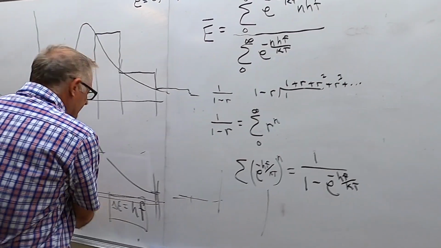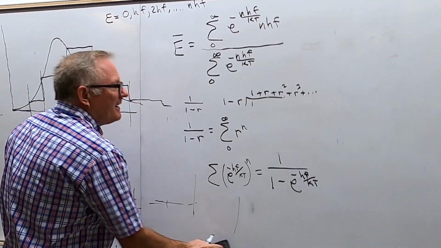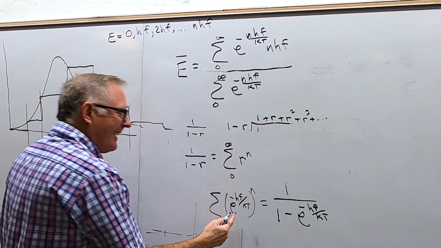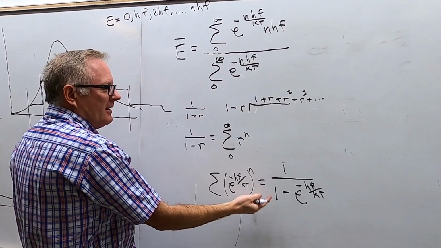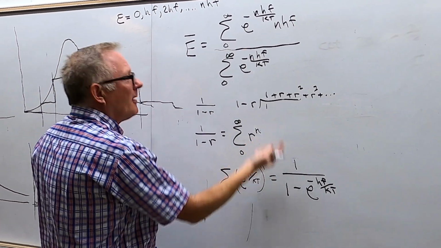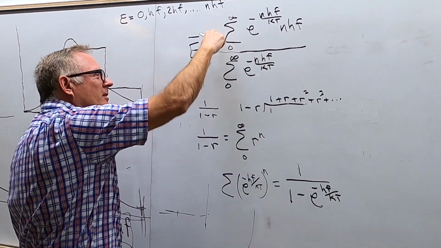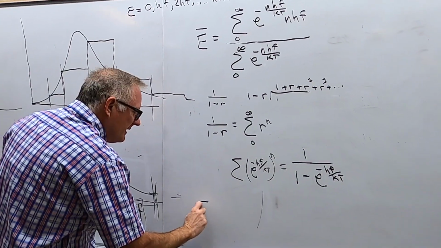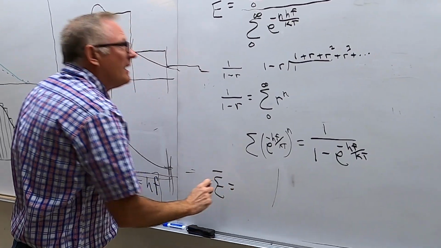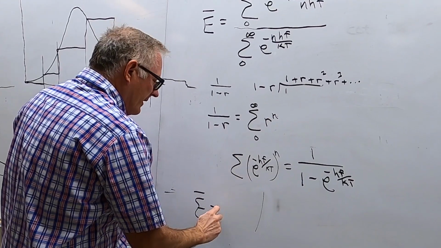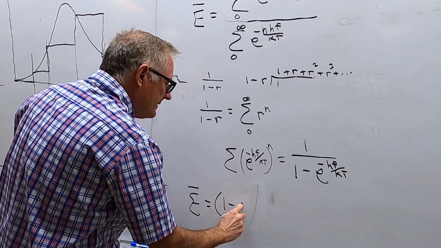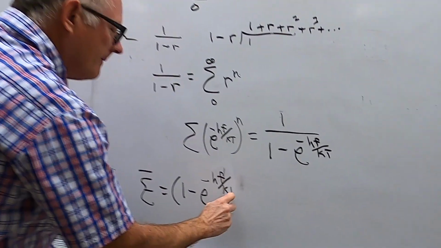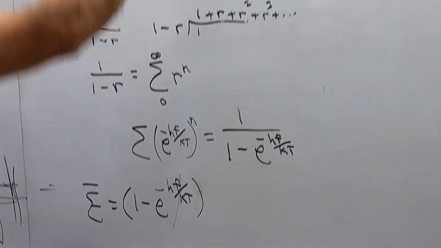So that tells me what the denominator is. So that's this term right here. So I'm going to take this and plug it back into here. Since this is in the denominator, this comes all the way up to the numerator. So this average E ends up being, this comes up to the numerator, 1 minus e to the minus hf over kT. And then I have that sum.